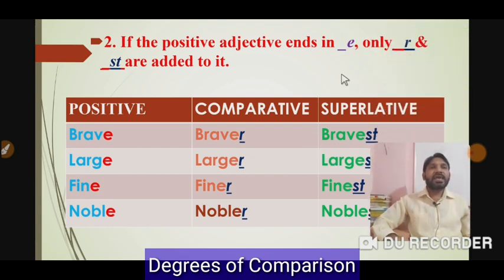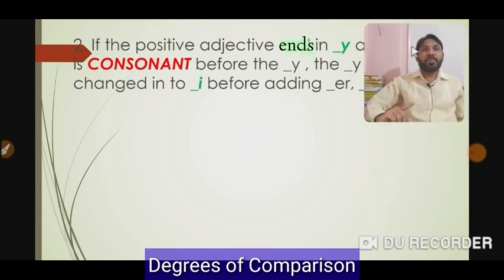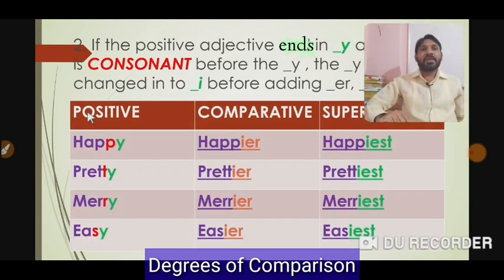Now the third way to form the comparative and superlative that we will see: if the positive adjective ends in y and there is a consonant before the y, the y will be changed into I before adding er or est. Understood, students, how y changes into I? See the table. Positive here: HAPPY.